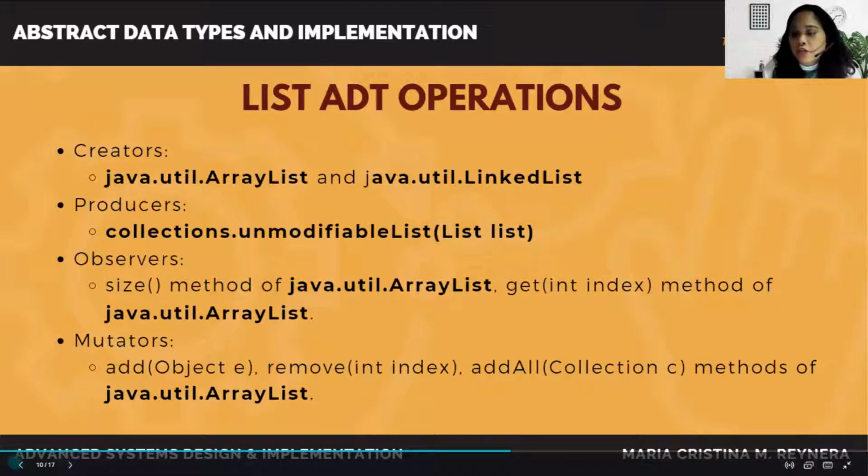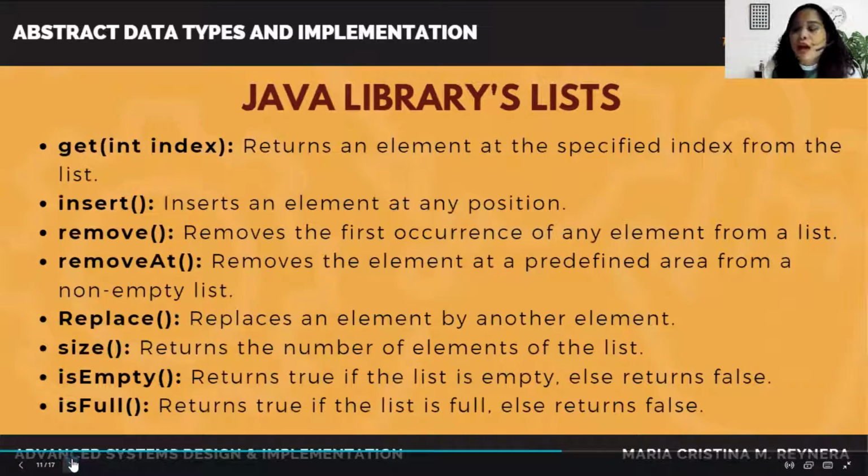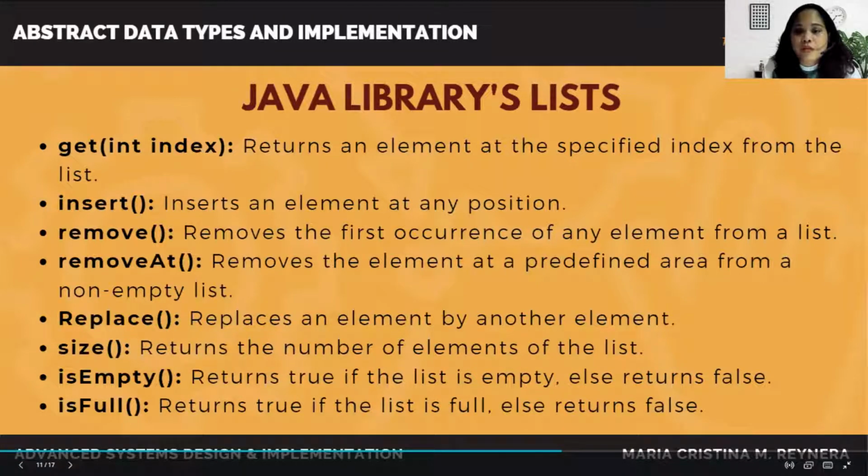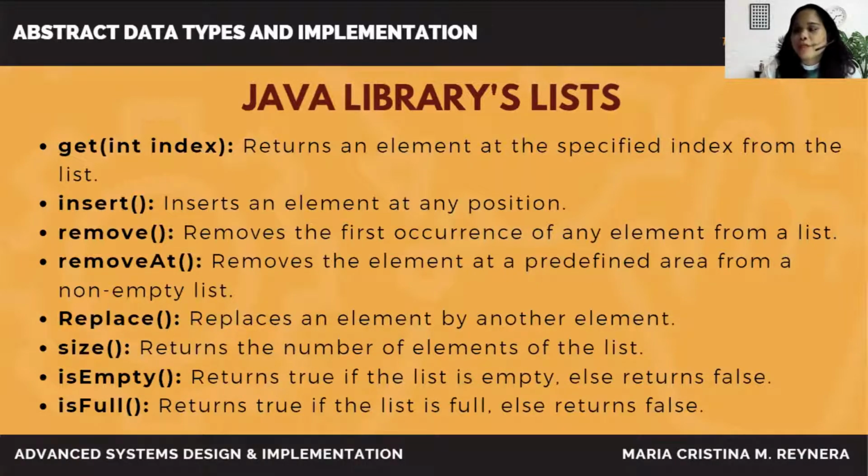mutators. Now, on my next slide, this is a sample of the Java library list. Actually there are 25 different operations and methods, and some of the methods are the following: get, insert, remove at, replacement, size, is empty, and is full.